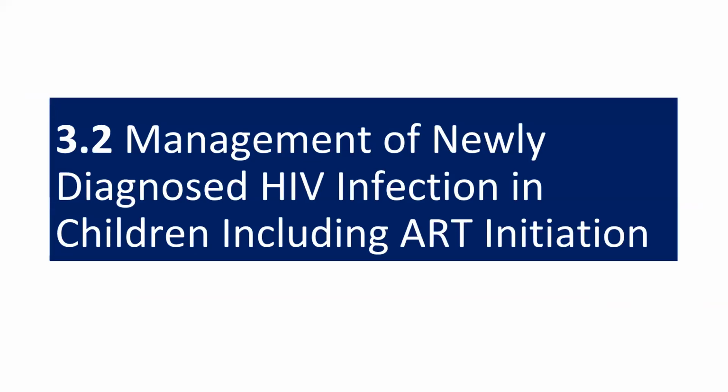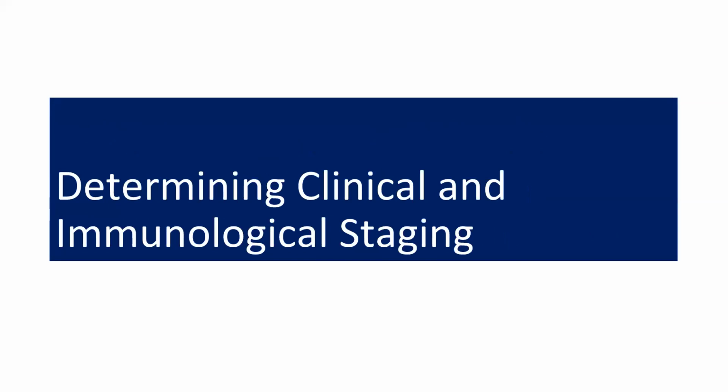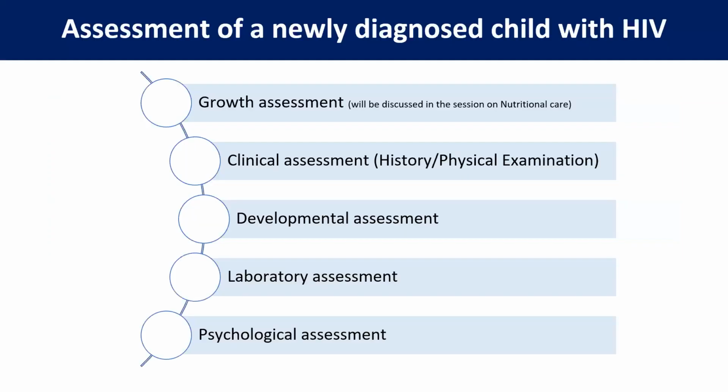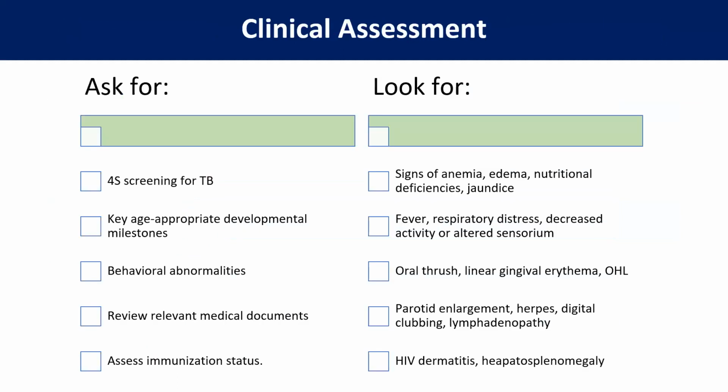Now, the next important section is management of newly diagnosed HIV infection in children, including ART initiation. This is a very important component. Unfortunately, with all our measures, there will be some breakthrough infections in these children. In such children, what do we have to do? The first step is to determine the clinical and immunological staging. For that, you need a clinical assessment, growth assessment, developmental assessment, laboratory assessment, and psychological assessment.